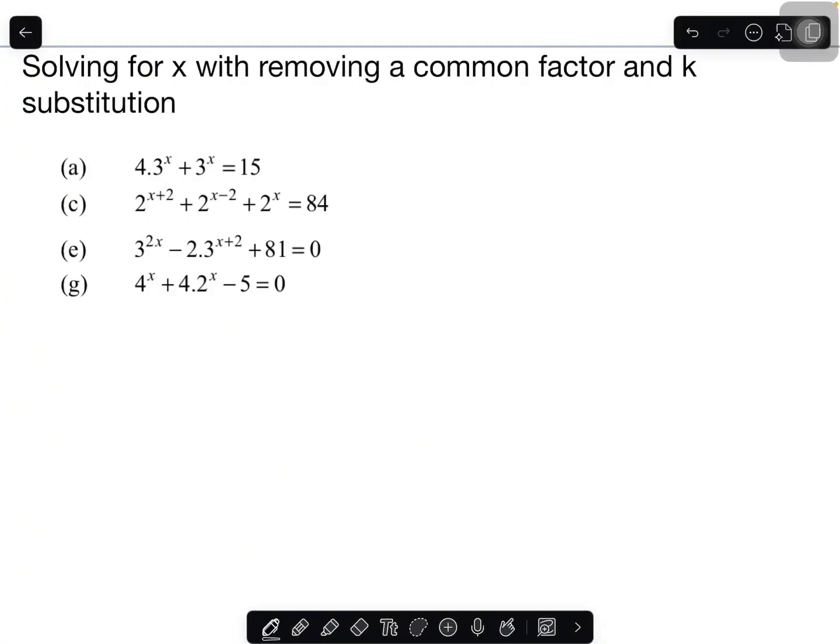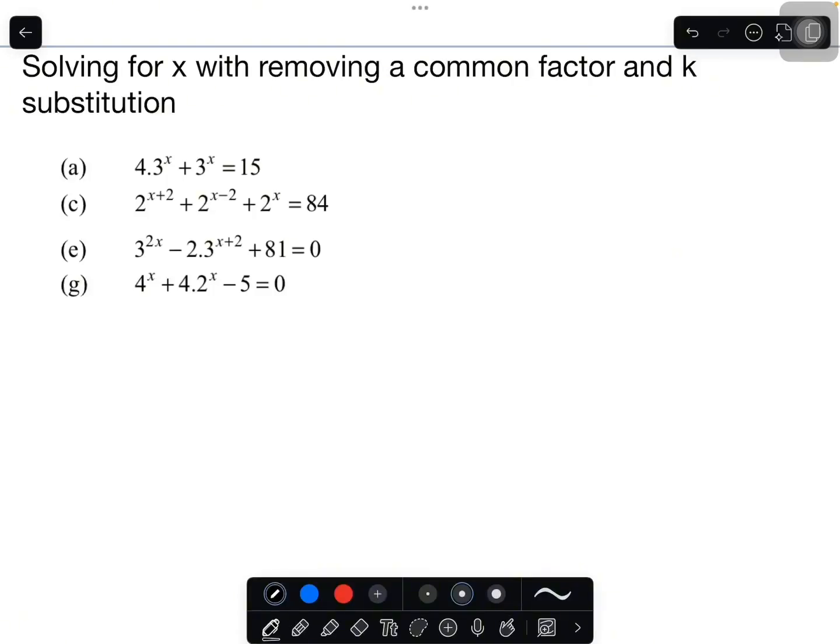We're now going to solve for x with removing a common factor and the substitution method. Okay, so with removing a common factor, what you need to understand is it's similar to when you are factorizing.